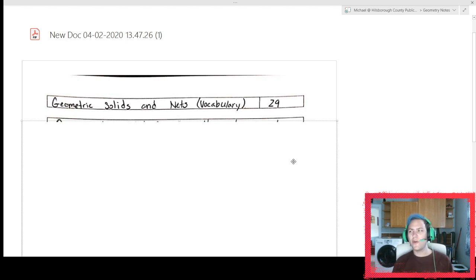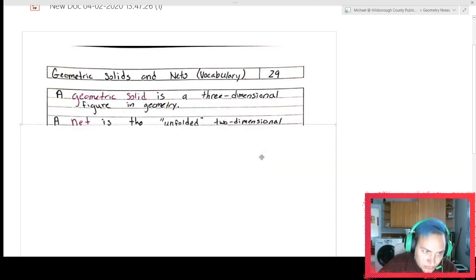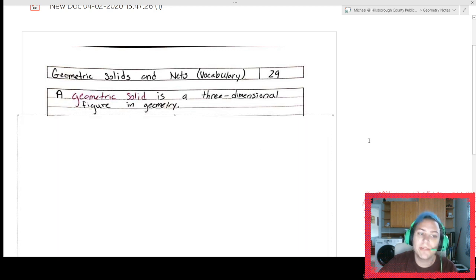This is all going to be vocab here. I don't have any examples or anything in this. It's all vocabulary that you just need to feel comfortable with and be ready to use. So the first thing is that we're going to talk about geometric solids. That's our fancy geometry way of just saying a 3D shape, right?